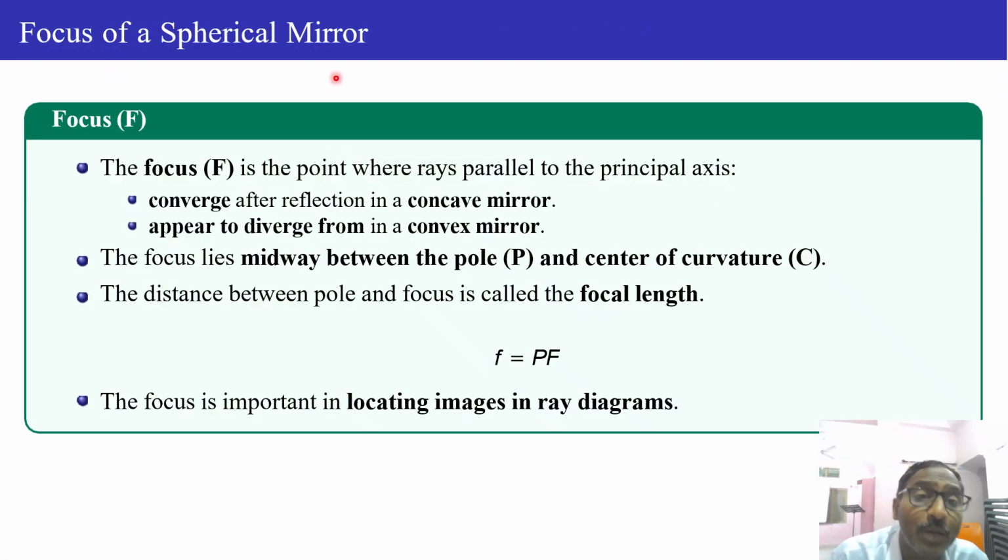Focus of a spherical mirror. The focus F is the point where rays parallel to the principal axis converge after reflection in a concave mirror.